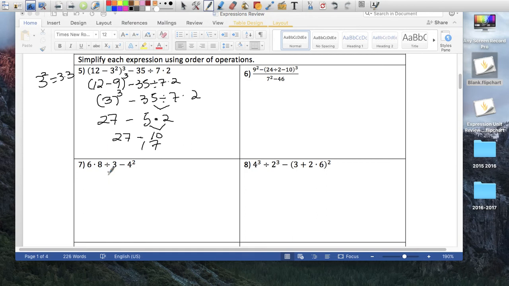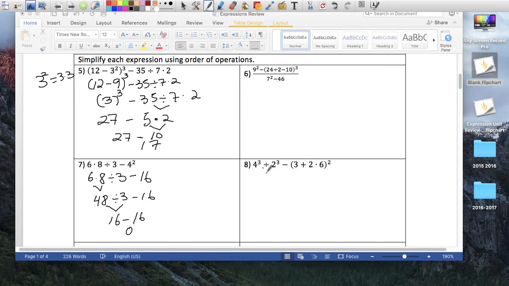Let's do this one at the bottom because it's 6 times 8. Let's leave everything like this. Let's do the exponents first, and that's 4 times 4, which is 16. Now, I'm going to do multiplication here because it comes first from left to right. So 6 times 8 is 48. I'll divide that by 3, and then minus 16. Division comes before subtraction, and 48 divided by 3 is 16. And 16 minus 16 will give me a 0.